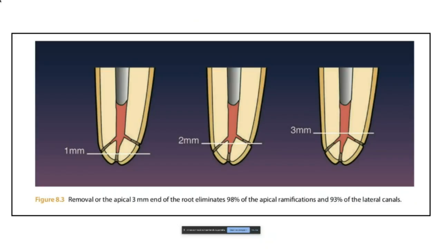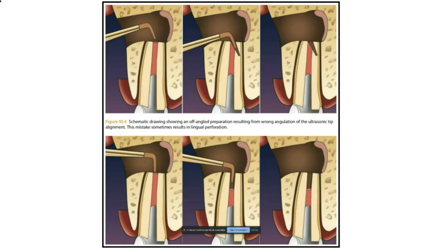So just to remember, when we try to do an apical surgery, we always try to eliminate 3 millimeters of the apex because it's where we normally have the lateral canals, accessory canals, or ramifications, and normally if the bacteria are there, that we always have to make sure to see working.